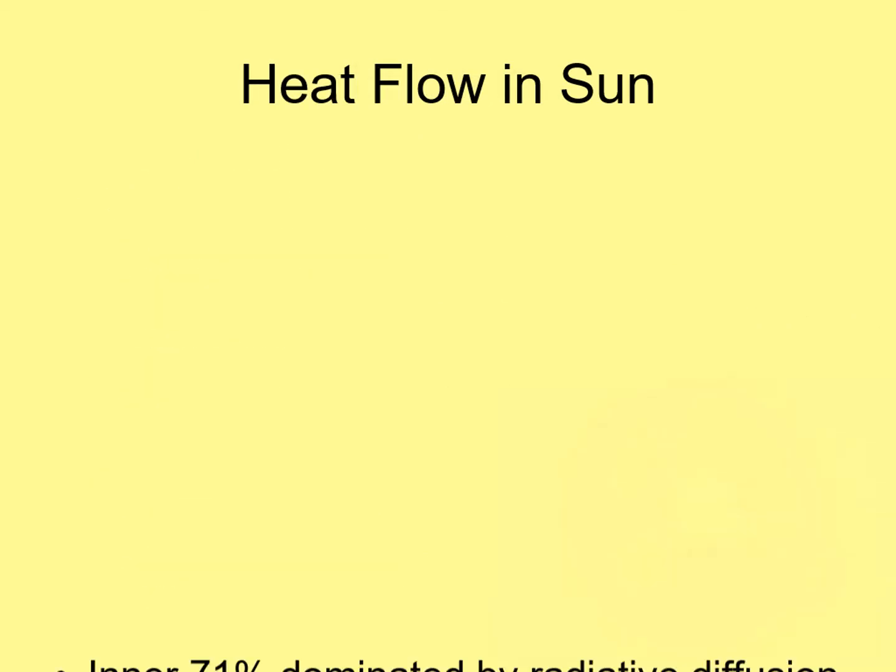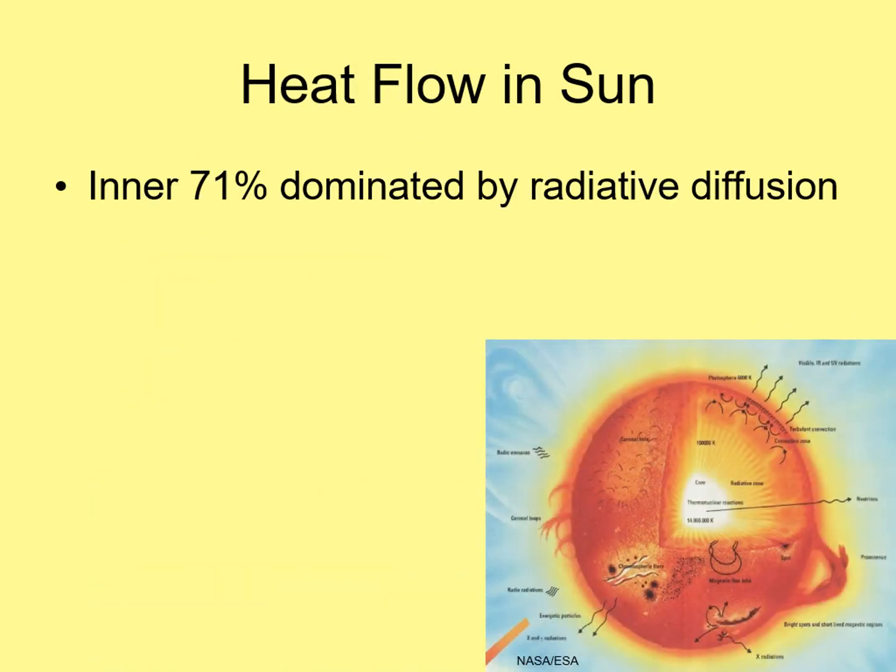In the Sun, radiative diffusion dominates the flow of heat through most of the interior. From the core to over 70% of the way to the surface, radiative diffusion is the main way heat travels. You might expect this to be fast, since it depends on light. But remember that the core of the Sun is very dense, and that radiative diffusion relies on random motions of photons. So in fact, it takes around 1 million years for energy to travel out of the core.